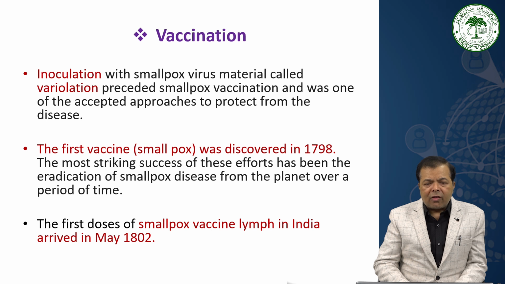The first doses of a smallpox vaccine lymph in India arrived in May 1802. That means just after the discovery in 1798, 4 years after that, it arrived in India. Of course, it was British India at that time.